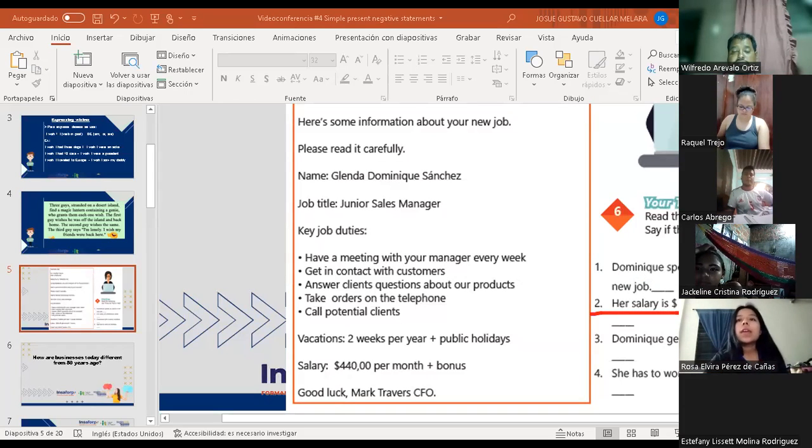Okay. Her salary is $100 per week is false. Yes, false, because it should be 110, right? It should be 110, okay? So that's why it is false. Okay, Carlos, number three, please.